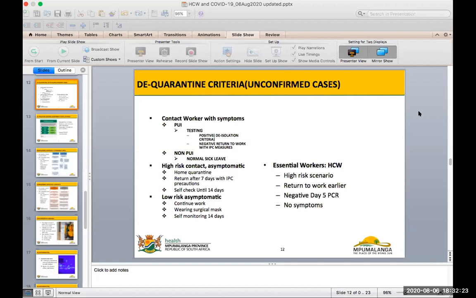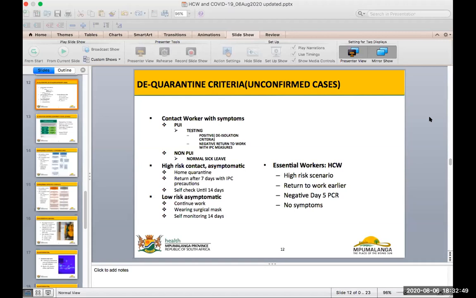And then also you can be a low-risk contact without symptoms. In the case of a low-risk contact, as we have defined, you'll be allowed to continue to work, but you must wear a surgical mask at all costs, and you monitor your symptoms for 14 days while at work. During these 14 days, whether you are high risk or low risk, should you develop symptoms, then you will have to be tested. So you need to continue screening yourself on a daily basis.